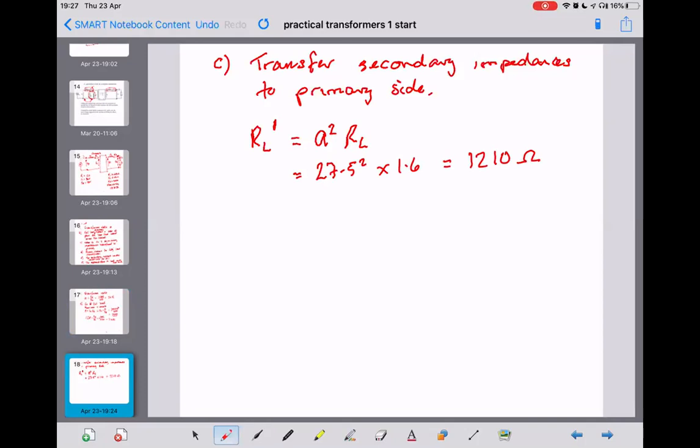X2 dash, therefore, is I squared X2, which is 27.5 squared times 0.03. I'll make that 22.7 ohms.